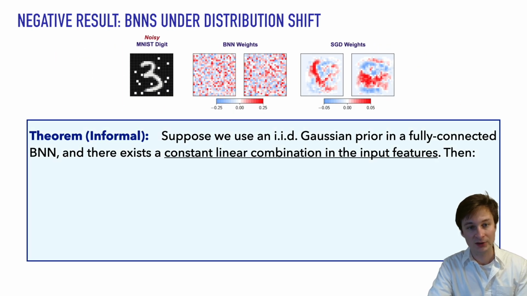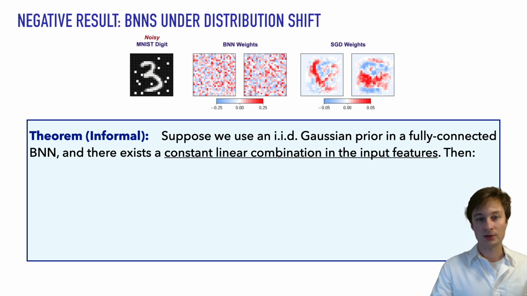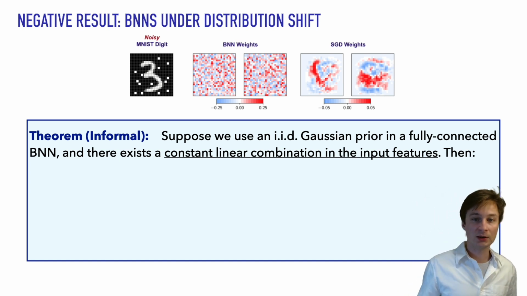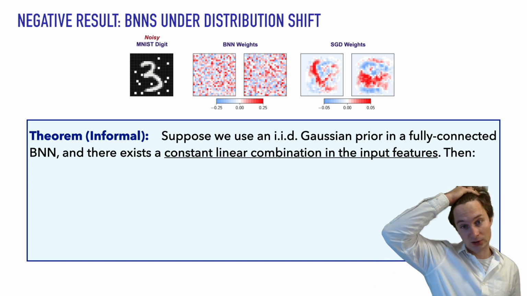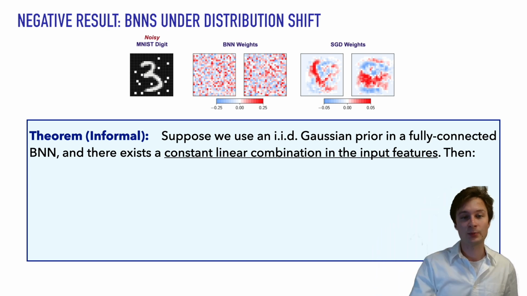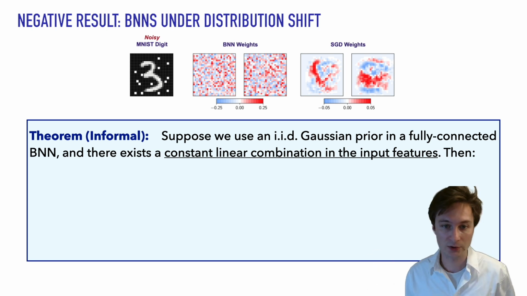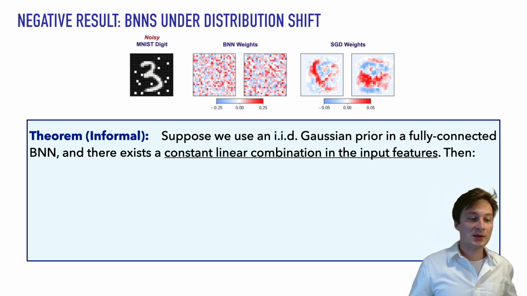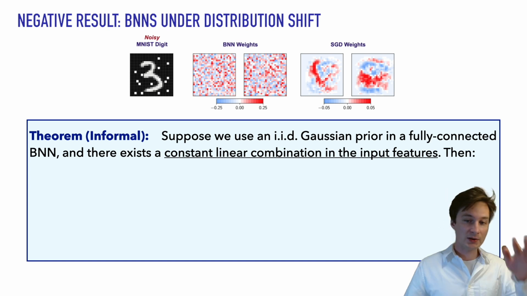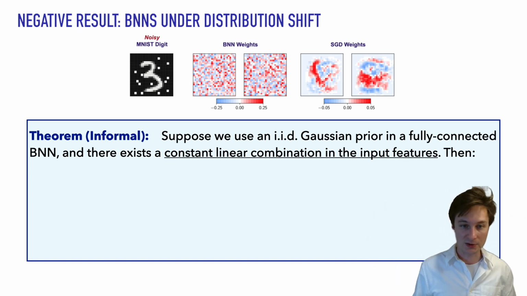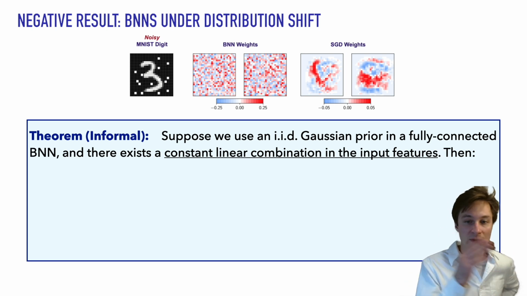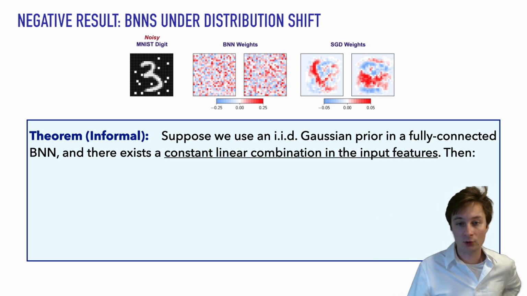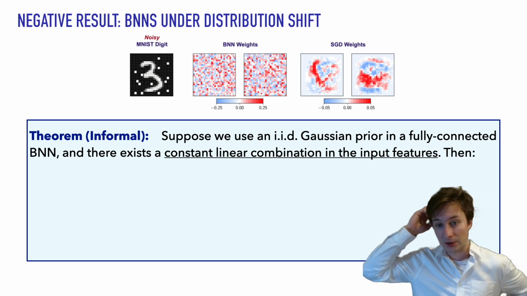We can actually formalize it and generalize it quite a bit. So here's an informal statement of a theorem that we prove. Suppose we have an IID Gaussian prior over the parameters in a fully connected Bayesian neural network, and suppose there exists any constant linear combination of the input features in the data. What we mean by that is that the data lies in some affine subspace of the input space. So it lies in some hyperplane. It doesn't span the entire input space. And it doesn't have to be about pixels. It can just be that the data doesn't span the whole space. And that is the case for almost all of the practical datasets that we can work with.